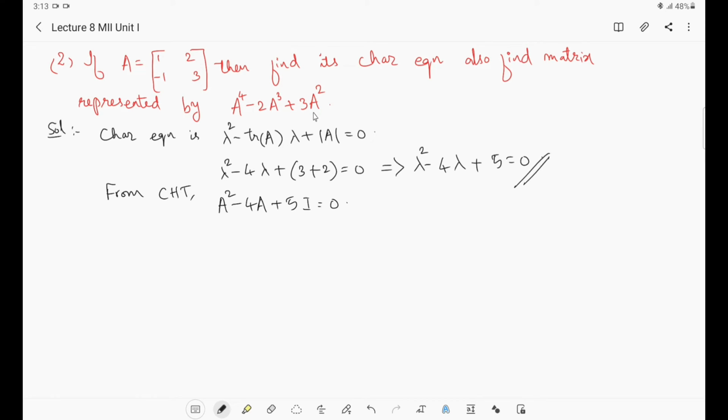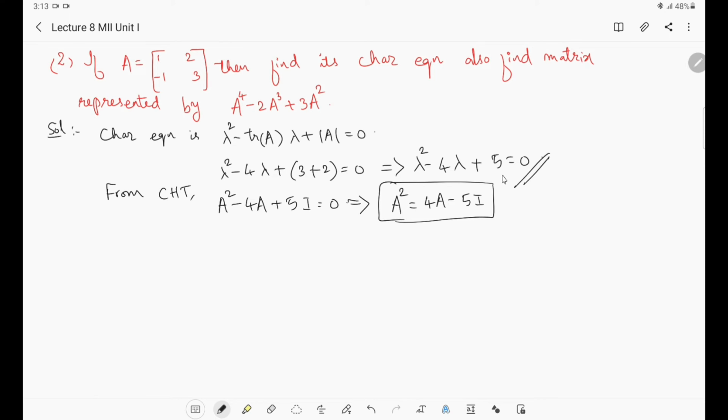So instead of that, we can use the Cayley-Hamilton theorem, and we can find this matrix representation very easily. So for that, I am using the Cayley-Hamilton theorem. From the Cayley-Hamilton theorem, we can write A squared minus 4A plus 5I equals 0. So from this, what will we get? A squared is given by 4A minus 5I. So we got A squared in terms of A and I, right?